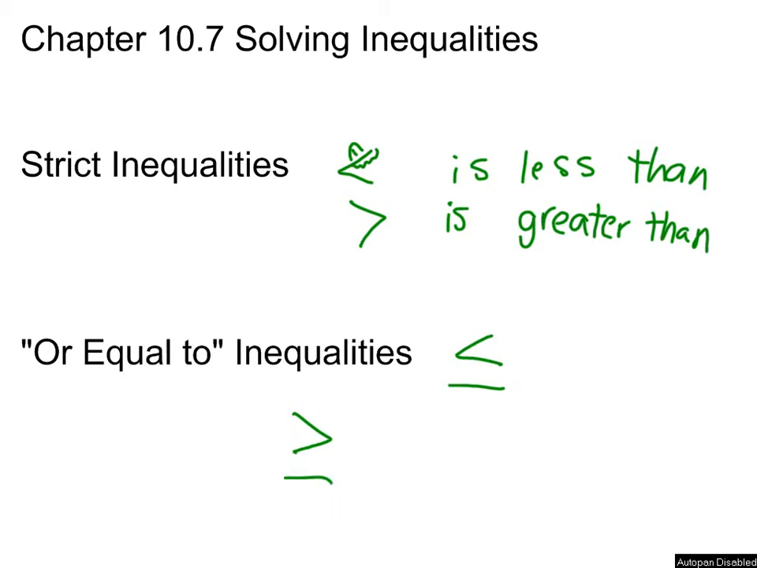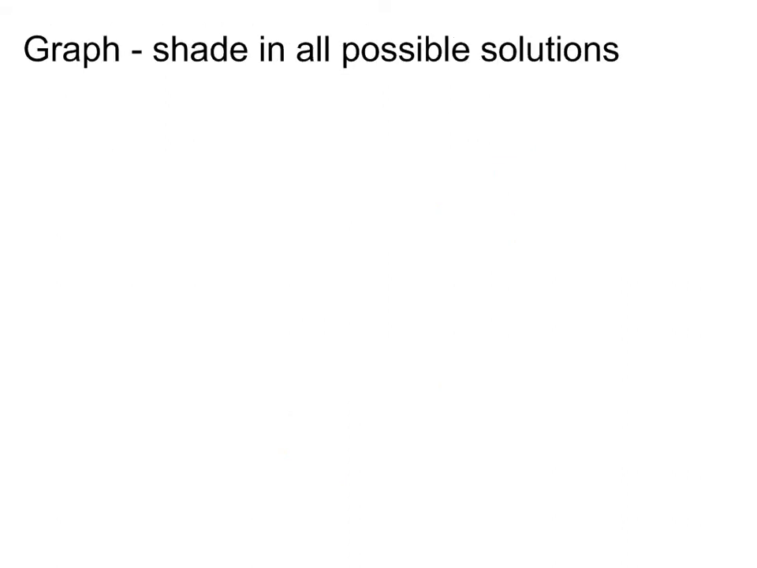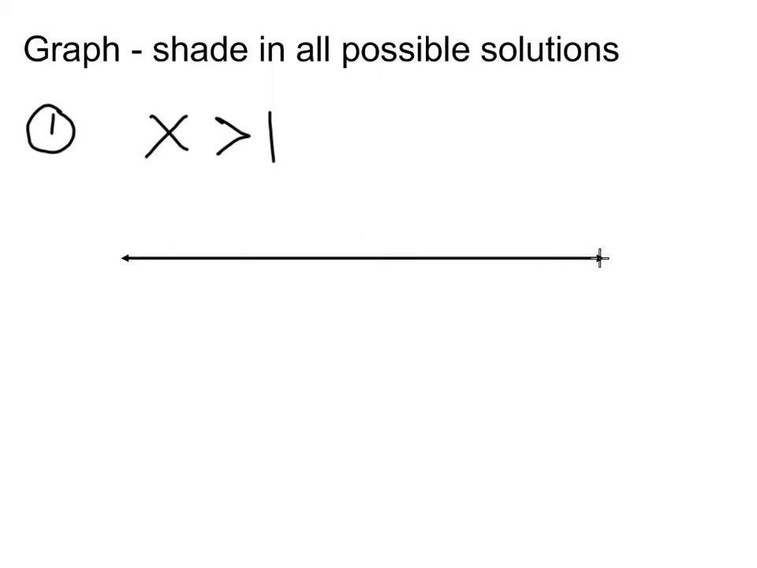Now, when we go to describe inequalities a little bit differently, we're going to try to graph them. And when we graph, we're going to graph all possible solutions. And it's a little bit funky, so we'll start off with a nice guy. Let's say x is strictly greater than 1. So when we graph this, we're going to graph it on a number line. So here's our number line.